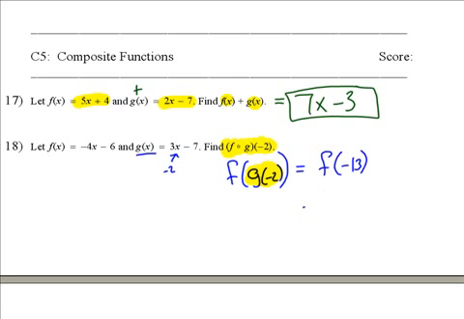What does it mean to find f of negative 13? It means go find the f function, find the x, and put a negative 13 in there. If there's more than one x, you put a negative 13 in for all of the x's. So I've got 5 times negative 13. What is that? Negative 65. Plus 4 is negative 61. So there we go. F of g of negative 2 turns out to be negative 61.